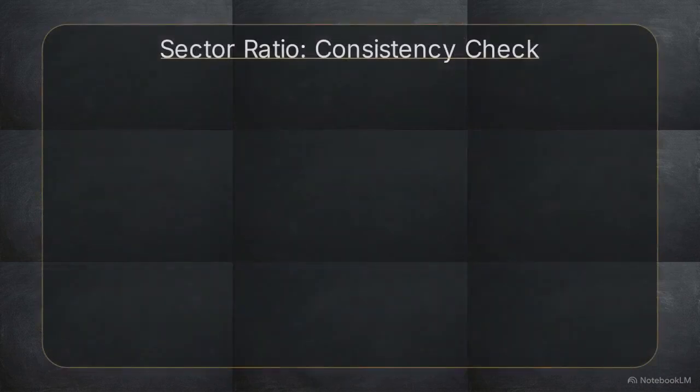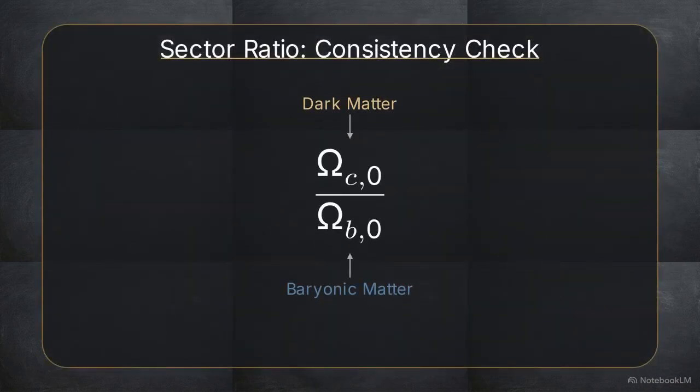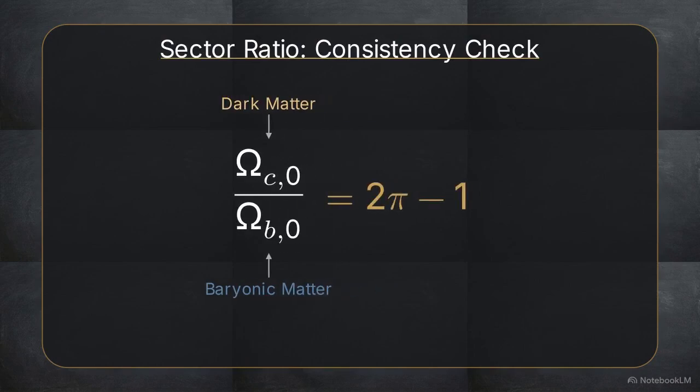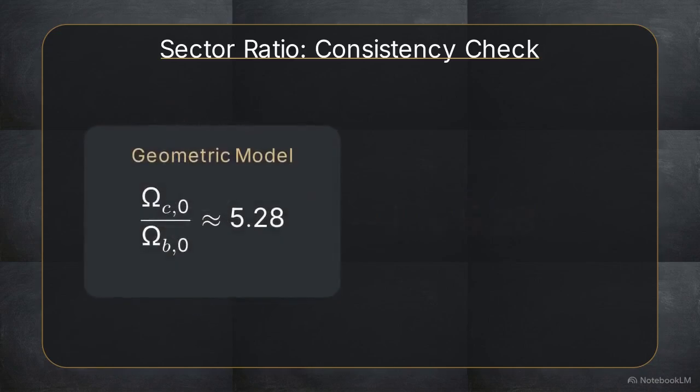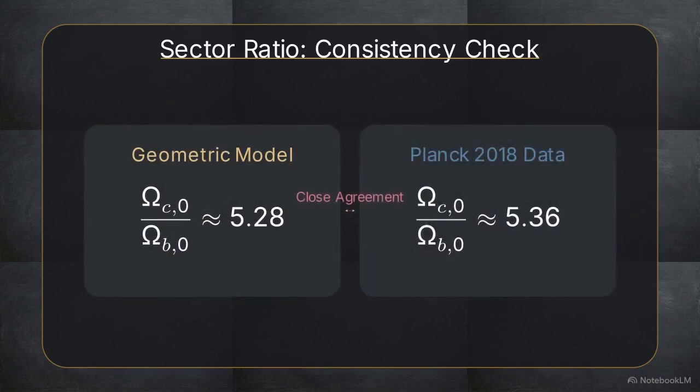The math also yields a secondary consistency check, the sector ratio of dark matter to baryonic matter, which calculates out to 2π-1, or roughly 5.28. That pure geometric ratio sits close to the observed Planck ratio of approximately 5.36.